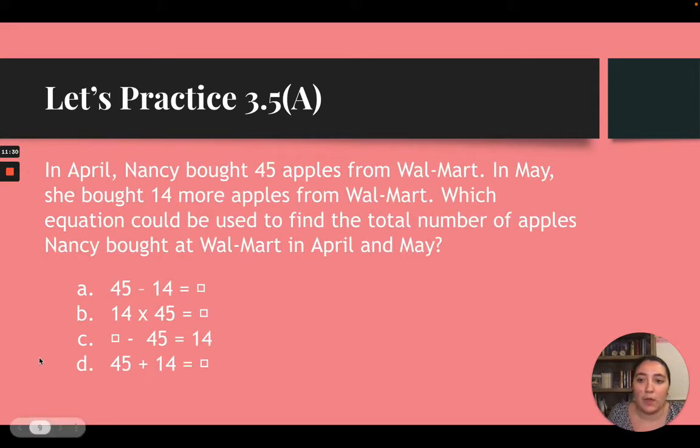Okay, let's keep on going. I'm going to do the first 2 reads, and then you're going to do the third read and solve on your own. In April, Nancy bought 45 apples from Walmart. In May, she bought 14 more apples from Walmart. Which equation could be used to find the total number of apples Nancy bought at Walmart in April and May? Now that second read, we're really trying to read what's going on in this problem. In April, Nancy bought 45 apples from Walmart. In May, she bought 14 more apples from Walmart. Which equation could be used to find the total number of apples Nancy bought at Walmart in April and May?